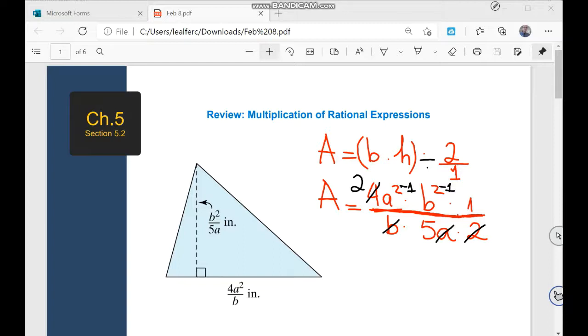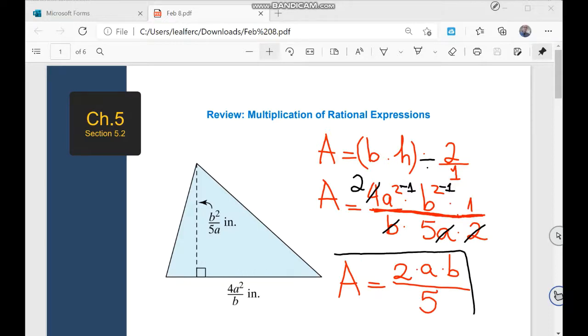The final answer is going to be area equals 2 times a times b over, and at the bottom, the denominator, the only thing that's left is 5. Right? This is the final answer. Application of multiplication of rational expressions in geometry. Here you can see a very interesting and useful application.